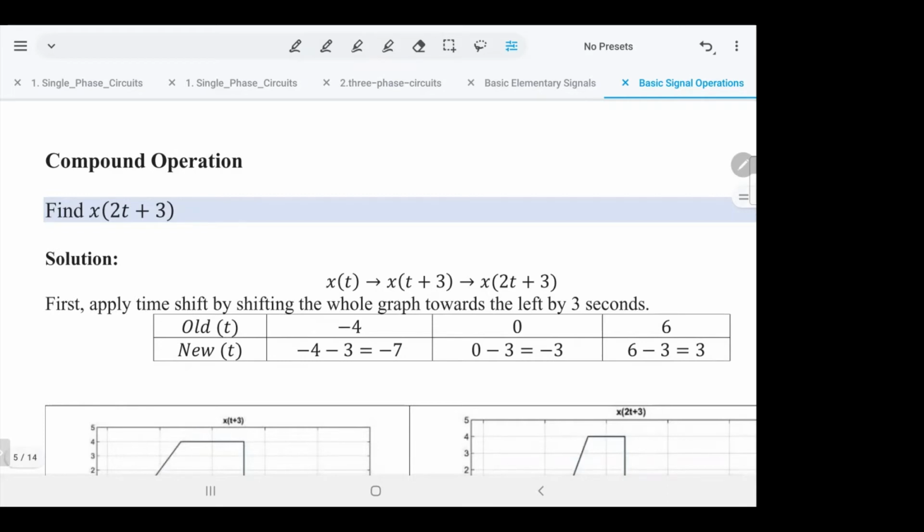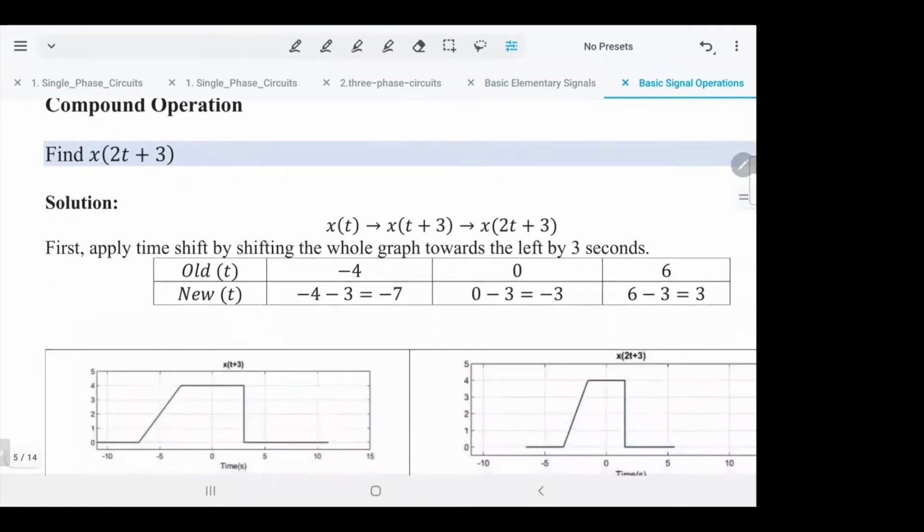There are two approaches. I'm going to tell you about the two approaches, how we do it, and choose any one that you like. There is one that's my favorite. I will tell you which one. But let's see how we can do that. 2t plus 3.